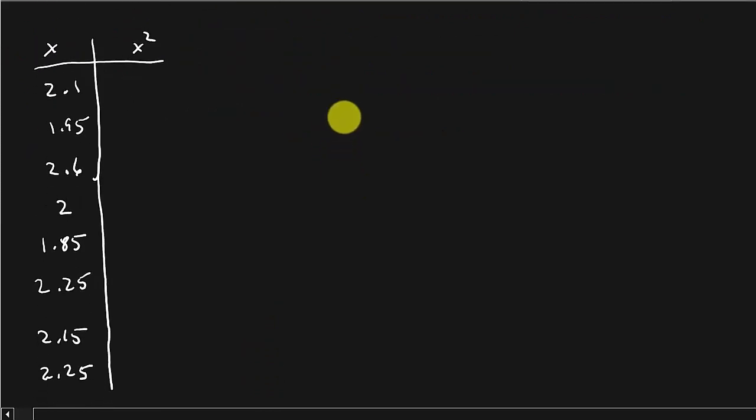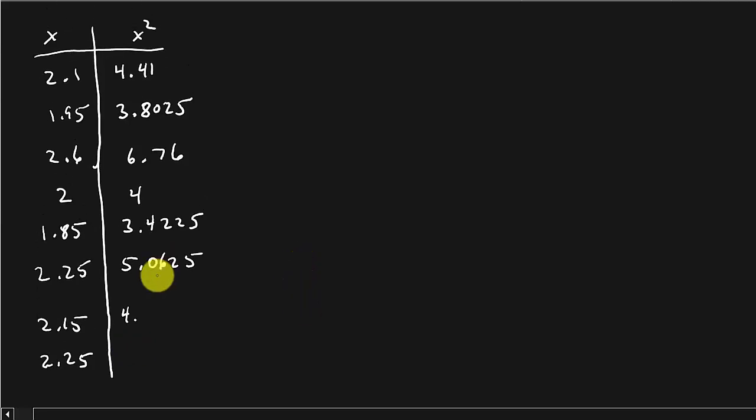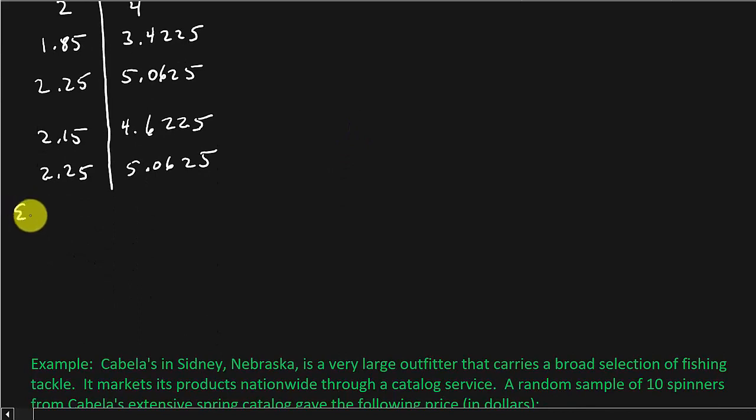And then what do we have to do? Well, now we've got to square each one. So that's going to be 4.41, 3.8025. And yes, I've already got these squared. I'm just copying the numbers down. 3.4, 3.4225, 5.0625, wait a minute, I think I got off somewhere. Oh no, that's right. 4.6225 and 5.0625. And then remember, we want to sum each column.